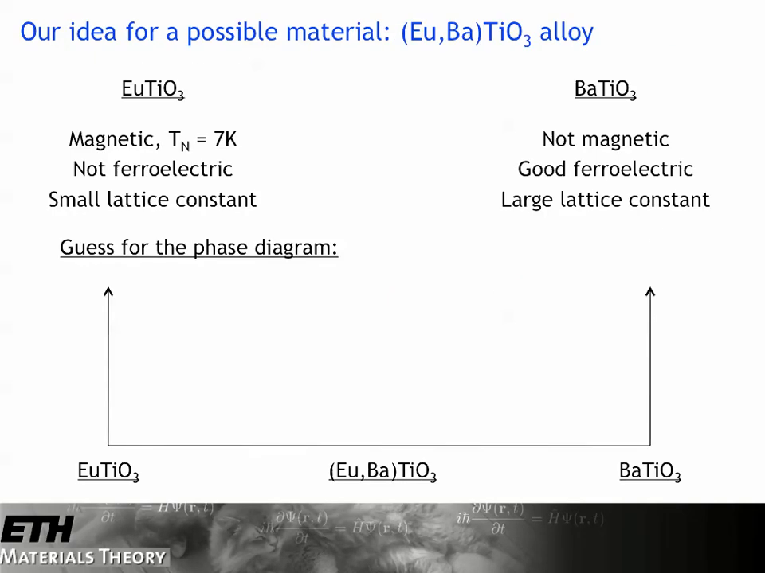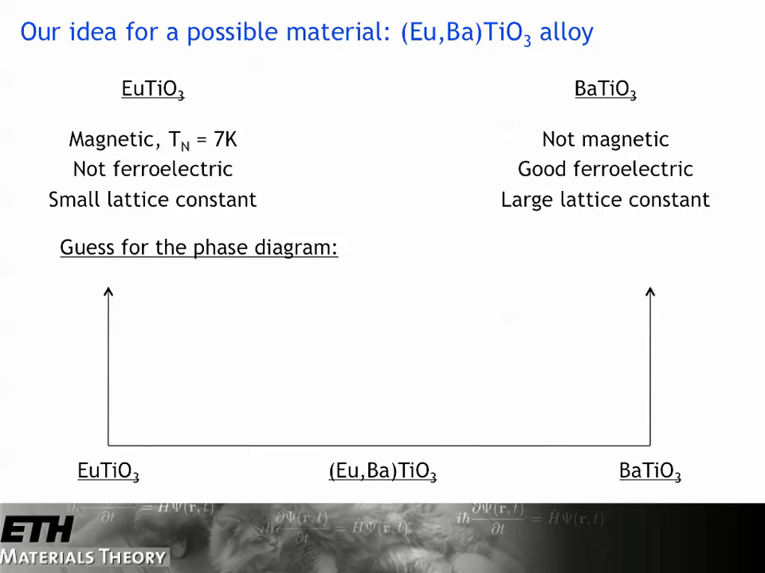Okay, so here was our idea: to make an alloy of barium titanate, which is not magnetic, the prototypical ferroelectric with good electric polarization, with europium titanate, which exists in the same crystal structure. It's magnetic, antiferromagnetic, but with a rather low ordering temperature already. It's not ferroelectric, but our idea for why is that it has a rather small lattice constant. So there's just not enough room for the titanium to move off center and give electric polarization, in contrast to barium titanate, which has a rather large lattice constant.